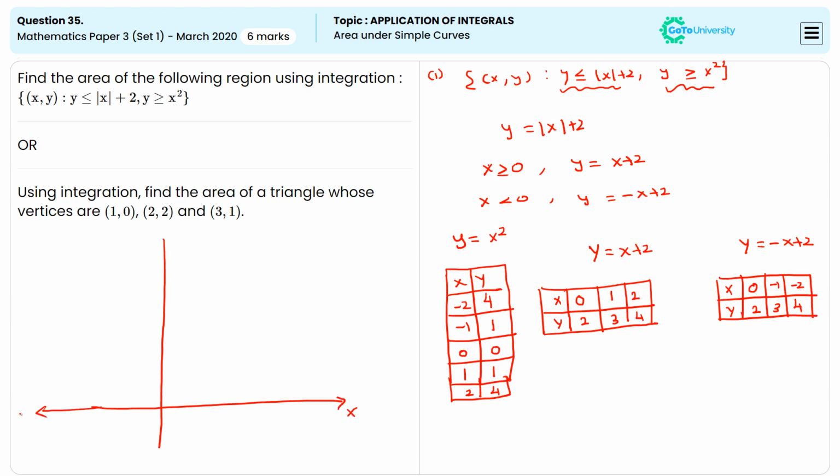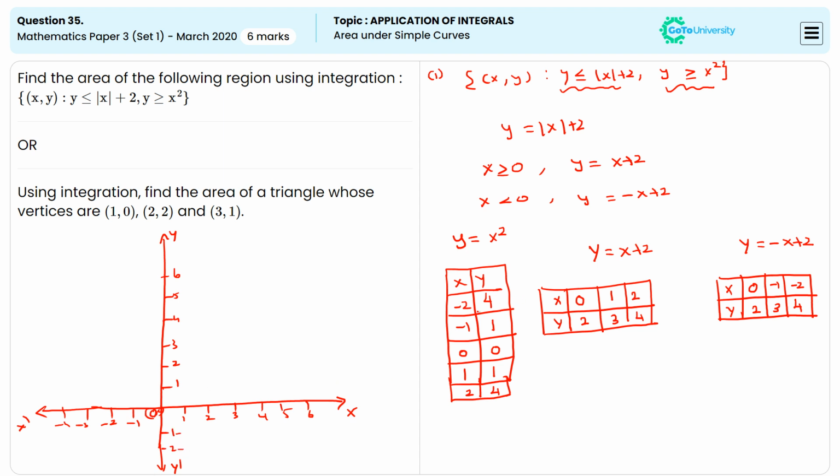Let's take this as the x-axis and x dash, and here we have the y-axis and y dash. Let us take this as the center, 0, 0. Here we have the points 1, 2, 3, 4, 5, 6 positive, and negative 1, 2, 3, 4 on the other side. Down we have negative 1, negative 2, and so on.